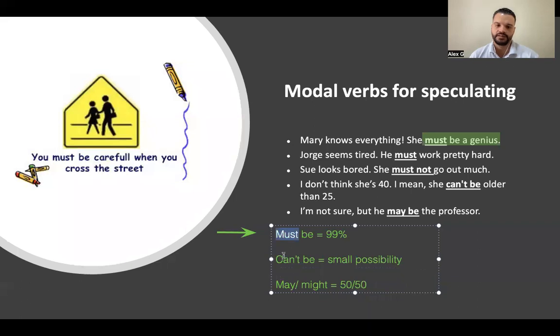So remember, must be, we're sure. Can't be is the total opposite because now it's negative. May and might is when we're in the middle. It could be, it might not be. We're stuck in the middle, okay? So make sure to practice, guys.